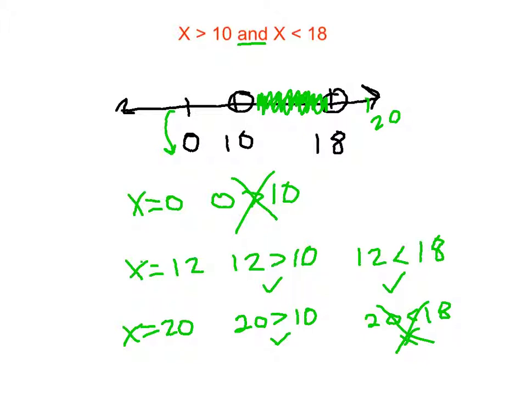And just to review, if we wanted to write this in interval notation, it would be (10, 18). And both of those would have parentheses because they are exclusive. We are not containing 10 and 18. It is strictly greater than and strictly less than.